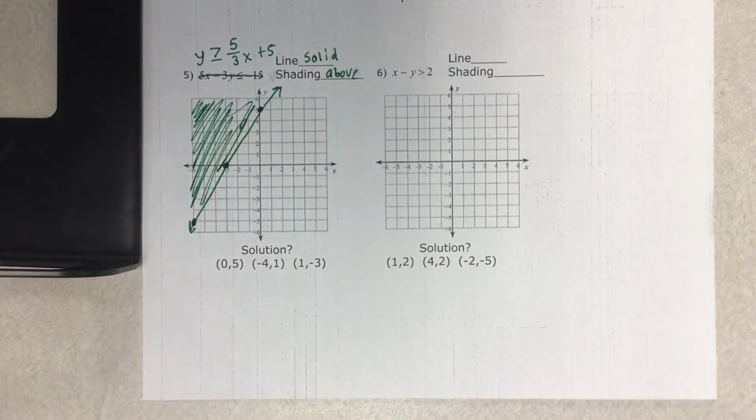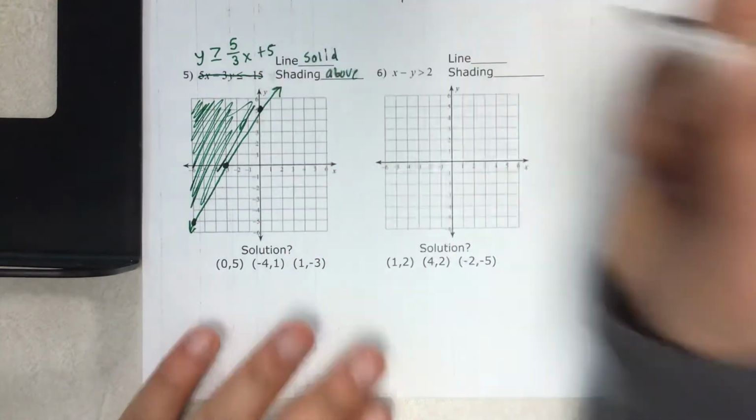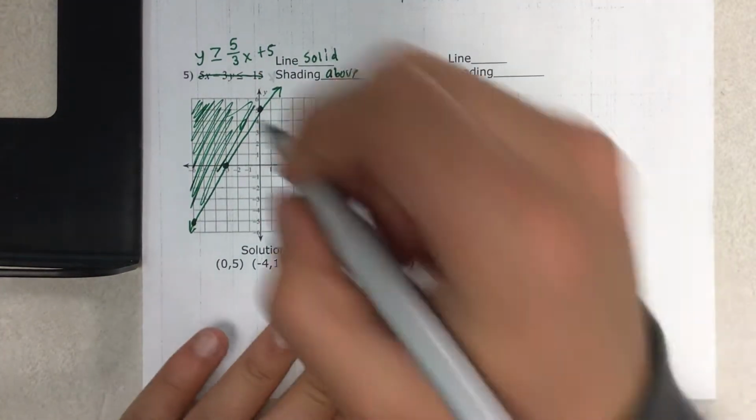Same thing. We're going to plot some points. So we'll plot the point 0, 5. That's right up here. It's already kind of plotted for me. The point negative 4, 1.